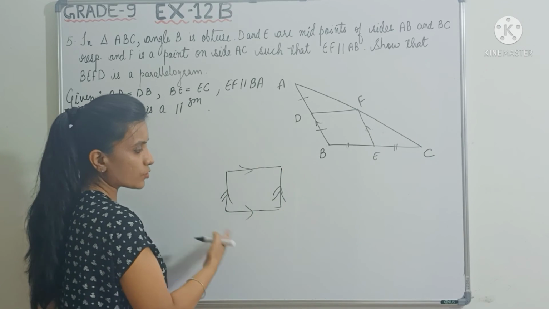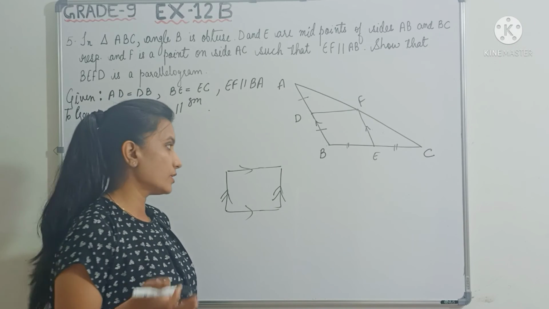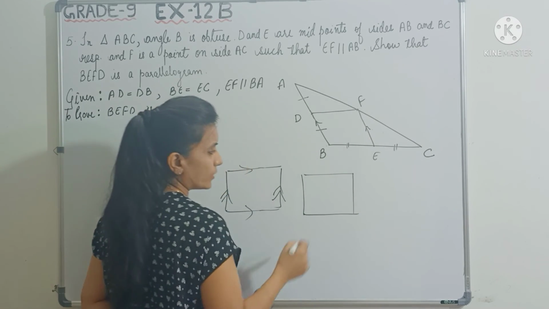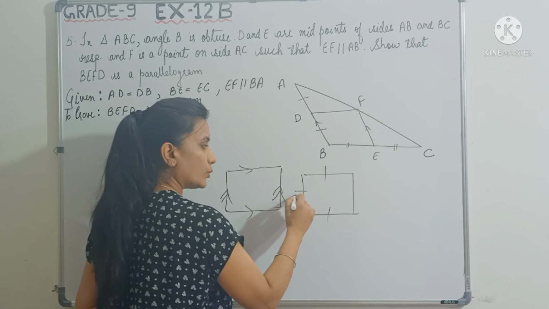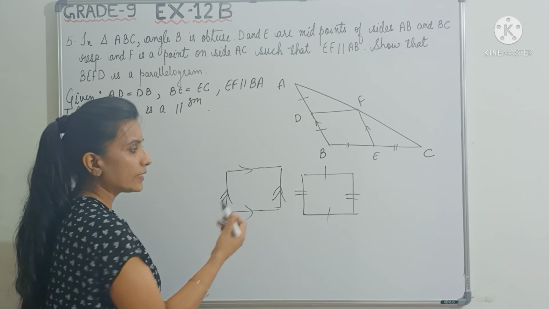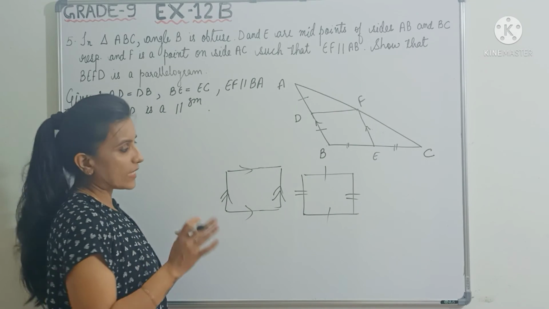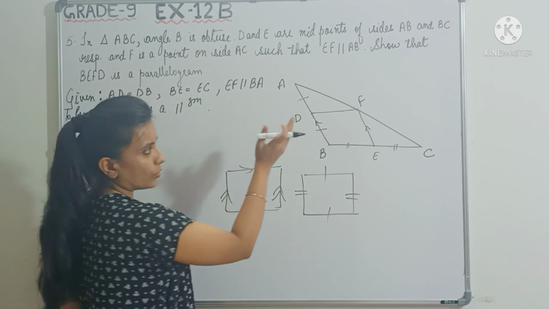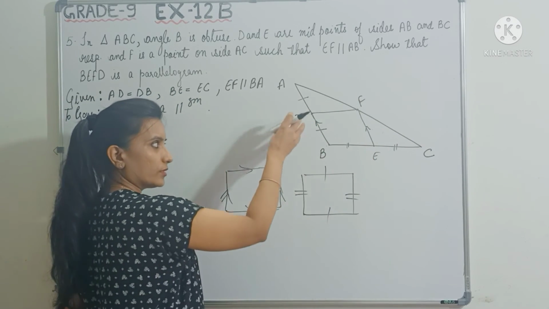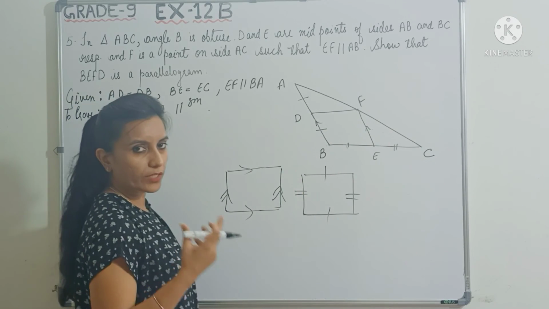So if you show this much, again the quadrilateral will be a parallelogram, right? Also, what is the other way? The other way is that if you show that opposite sides are equal to each other, two pairs of opposite sides are equal to each other, then it becomes a parallelogram, right? So out of these 3, you can use any one way to show that here BEFD is a parallelogram. So based on the given situation, we'll see which one we can use, right?